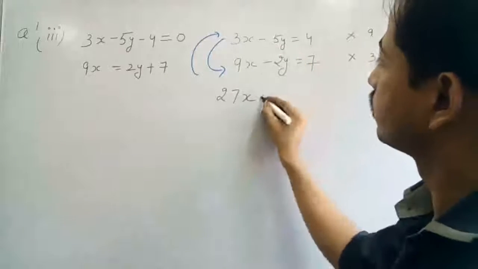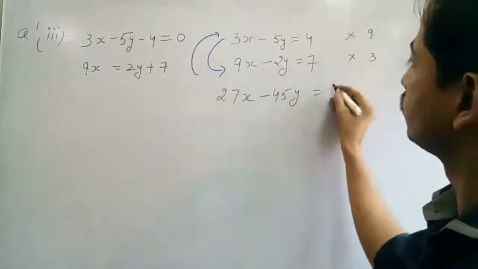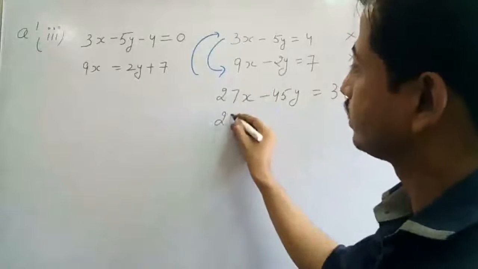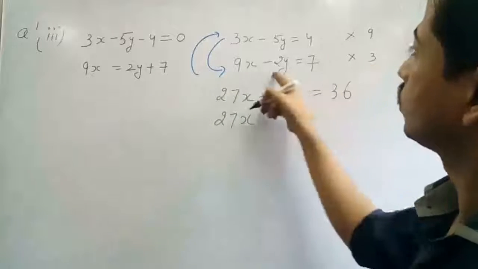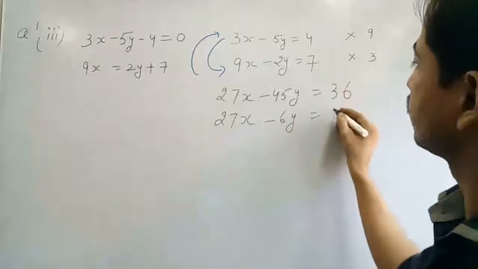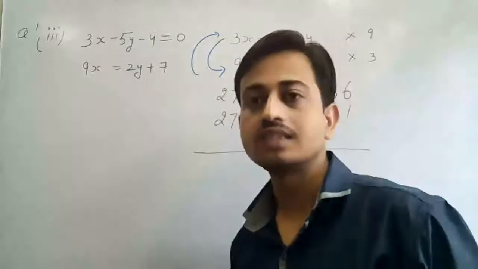9 into 5 we get 45y. 9 into 4 which is equal to 36. Now 3 into 9 is 27x. 3 into 2 is minus 6y. 3 into 7 is 21. Next step is what? To change the sign.